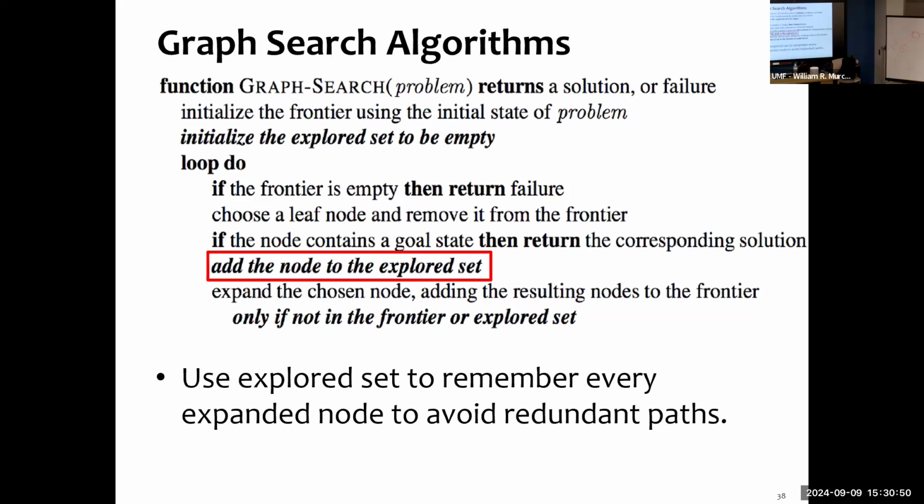Otherwise, we are going to choose a leaf node and remove it from the frontier to keep exploring. And if the node contains the goal, then I'm coming to my final state. This is what I want. So I'm going to return the corresponding solution. Otherwise, we expand the chosen node and add that to the frontier. This is the previous algorithm.